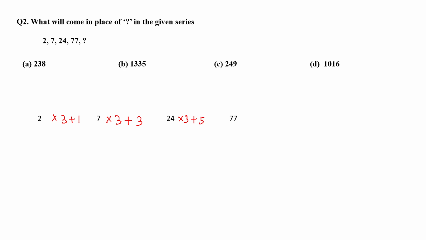So if you can see here, whatever number is given, first you have to multiply by 3. Here also, in 77, first you will multiply by 3, and then you have to see what is to be added. You are adding odd numbers starting from 1. First you are adding 1, then 3, then 5, so next will be 7. So 77 into 3: 7 3s are 21, so 1 carry 2. 7 3s are 21 plus 2, 231, plus 7 gives you 238. So A is the correct option.